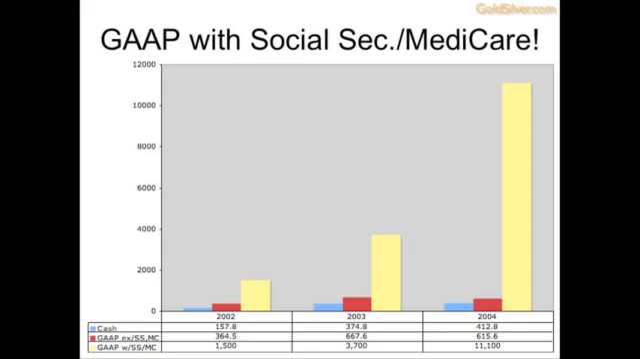This is GAAP, and if you add in the off-budget Social Security and Medicare, this is the cash accounting, the GAAP accounting, and then with Social Security and Medicare. These do not include things like the wars, the war on terror, the war in Afghanistan, the war in Iraq. This is $11.1 trillion. That is 96% of GDP.